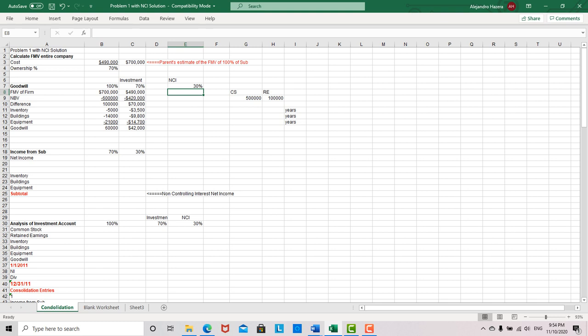So in a sense, the calculation is the same as when you do 100%. However, we're going to have to split them 70-30 in this case. If you had 80-20, you split them 80-20. Okay, so let's go ahead and split this and take 30% times 700,000. It's 210,000. Okay, right there.